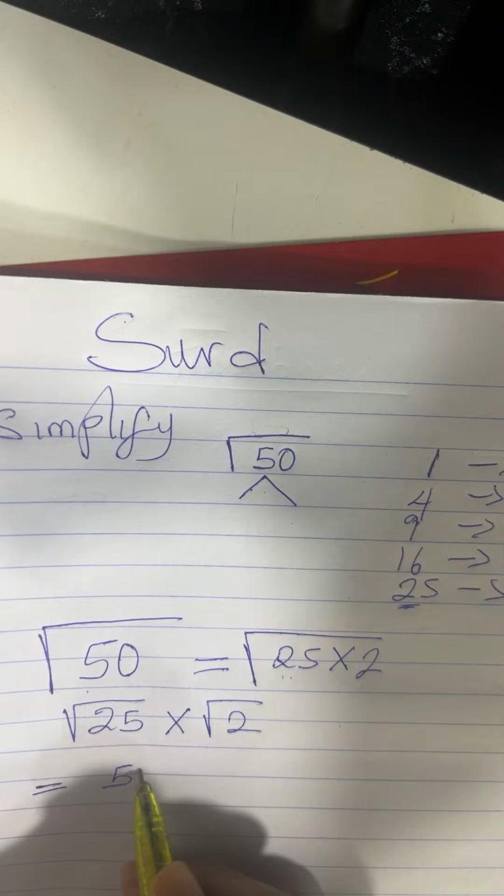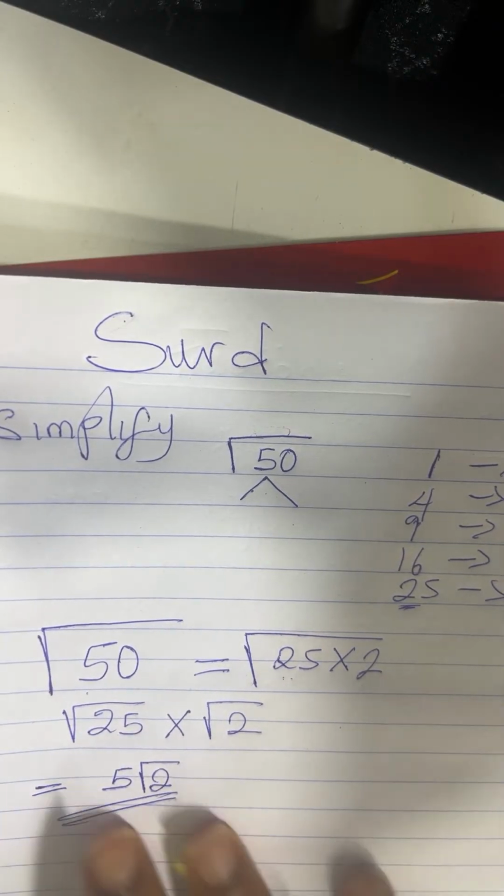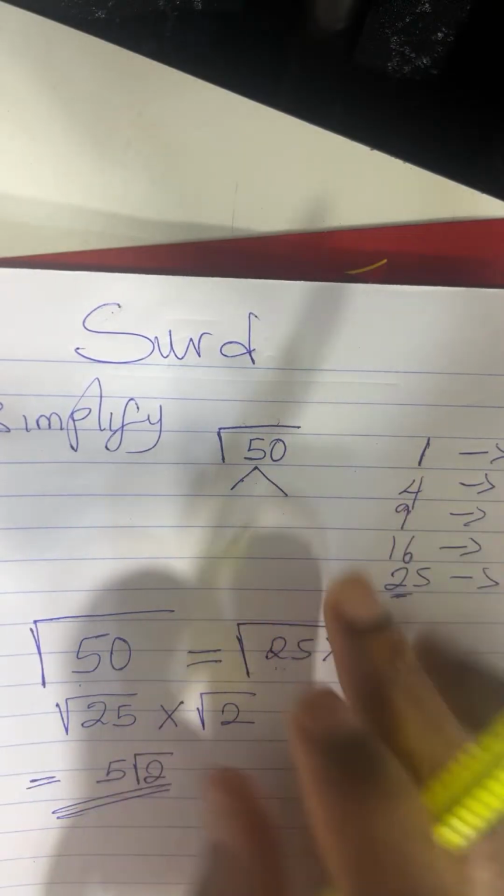So the answer is 5 root 2. You can see that we've simplified this surd to be 5 root 2.